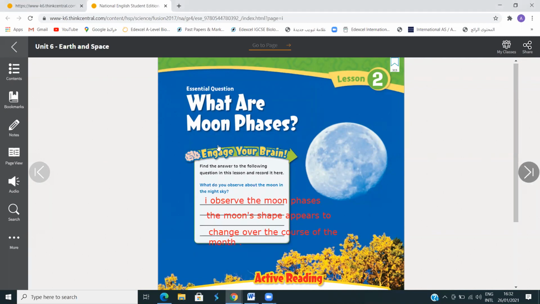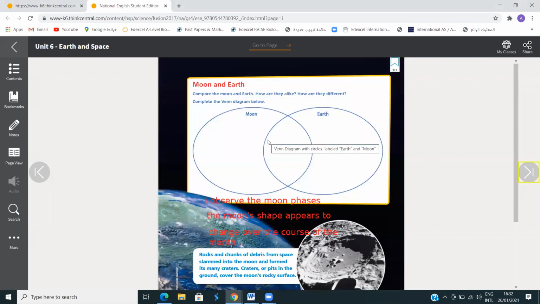Okay, my students, we are talking about moon phases. We said that the moon phase is the appearance of the moon, the shape of the moon. You understand? So we go to page 316, we finish writing. We go to page 316 now about our moon, okay?